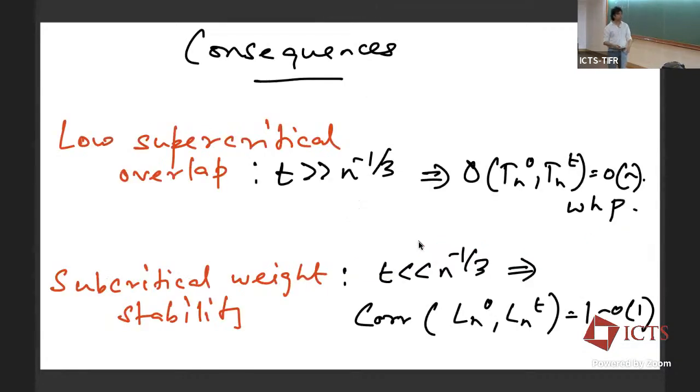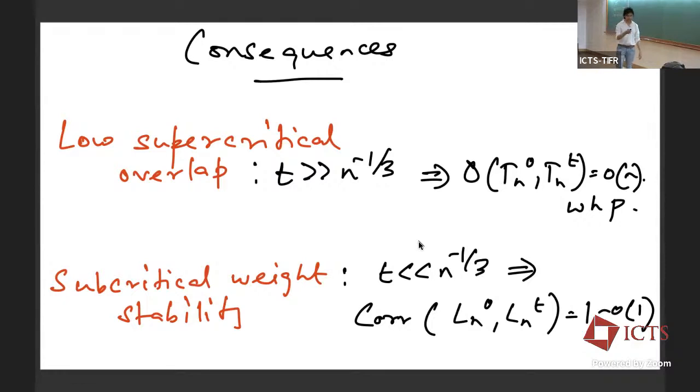So what is the consequence of this? There are two consequences, one for large times, one for small times. For large times, which we call the supercritical case, the consequence of the dynamical formula for variance is that for t bigger than n to the minus 1/3, the overlap is small. And for t less than n to the minus 1/3, the correlation is high. So you have these two consequences. One is subcritical weight stability: the weight does not change too much if t is small. And the geodesic changes a lot if t is large. These are the two soft consequences of this remarkable formula.